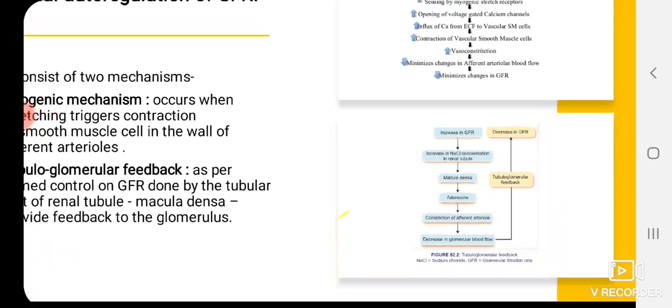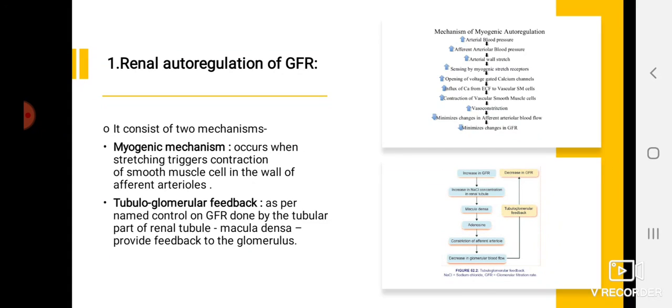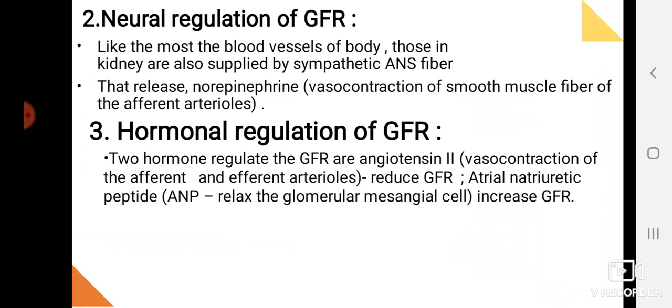This is the next renal autoregulation of glomerular filtration rate. The third mechanism that controls the regulation of glomerular filtration rate is the neural mechanism. Okay, what happens in the neural?